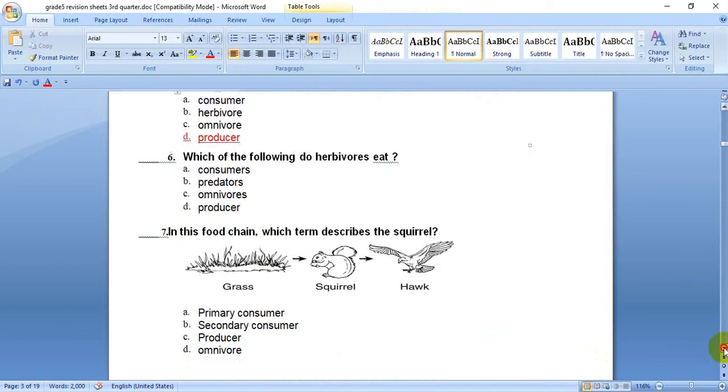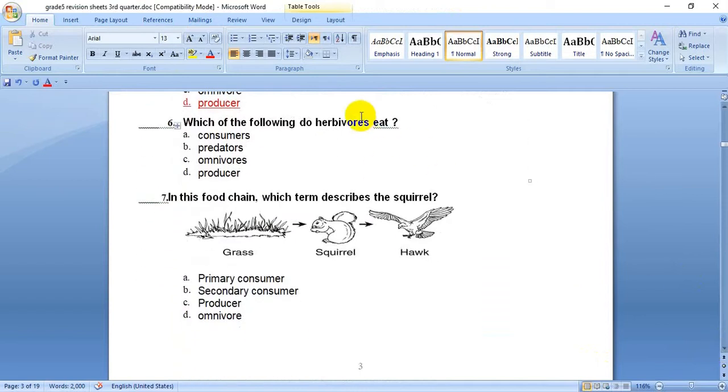Question 6. Which of the following do herbivores eat? Consumers, or predators, or omnivores, or producers. Herbivores eat plants, and as we know, plants are called producers. So the answer here will be producer. In the food chain here, which term describes the squirrel? The squirrel here is which kind of organism? Because it feeds on grass, we call it a primary consumer.